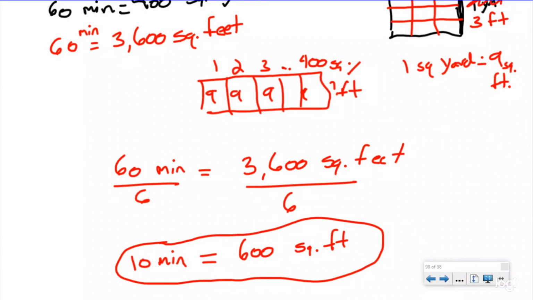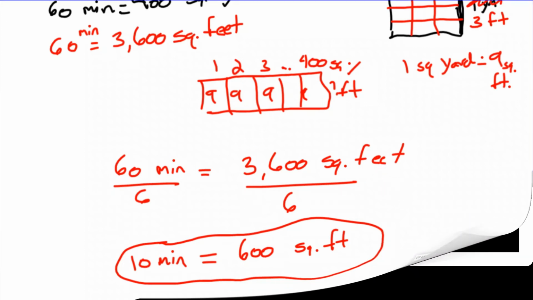So a lot of different conversions going on here, okay? Understanding square yards and square feet and why that's different than converting yards to feet, and then being able to figure out that really what you're doing is a ratio. We try to solve it without using the term ratio. All right, so it should take 10 minutes to clean our lab of 600 square feet.